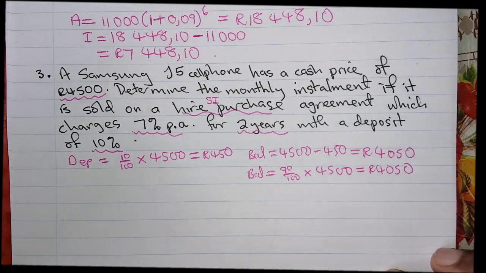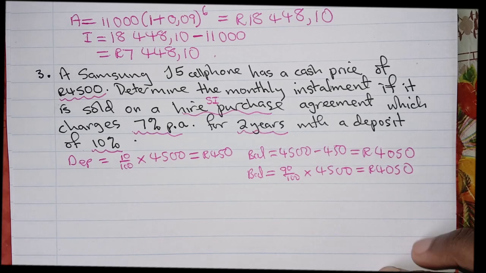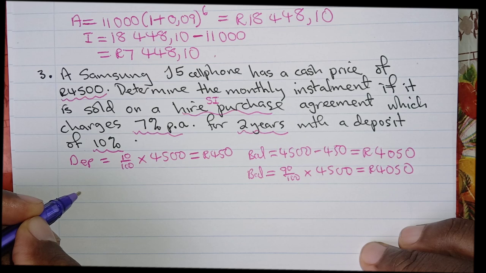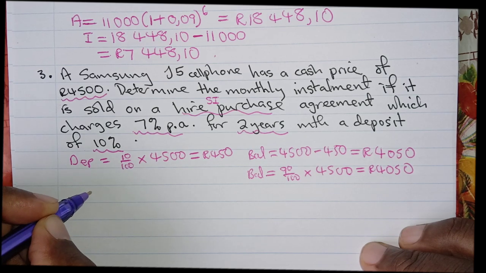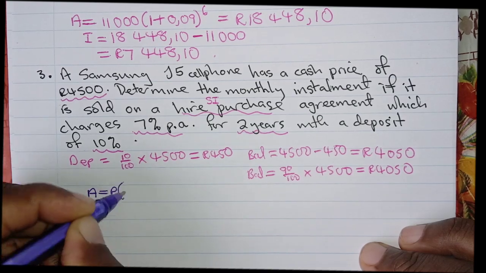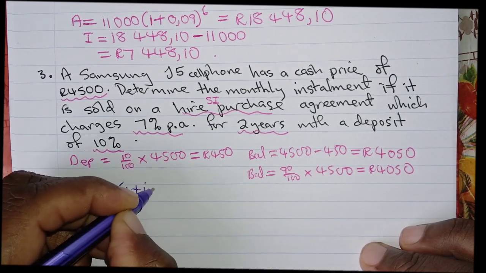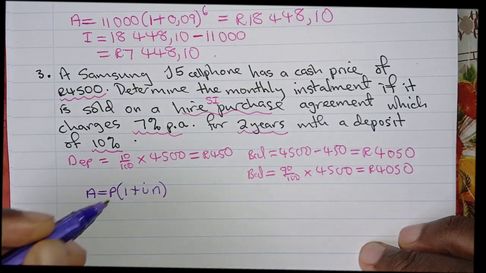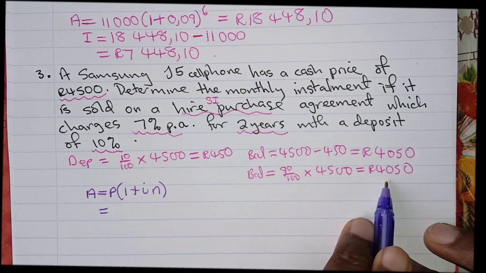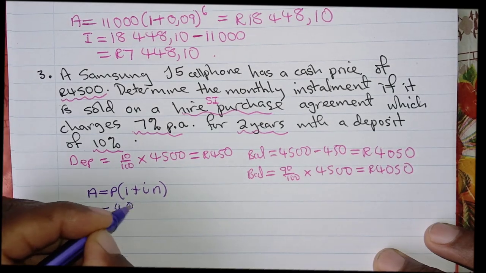Now this 90% is the balance which you are going to pay in installments. So we use simple interest to determine the interest for that. Let's calculate the interest. Your interest there, we are using simple interest, so we are saying A is equal to P multiplied by 1 plus I times N, right? And this is equal to, the balance is the one that you take as your P, so that is 4,050.